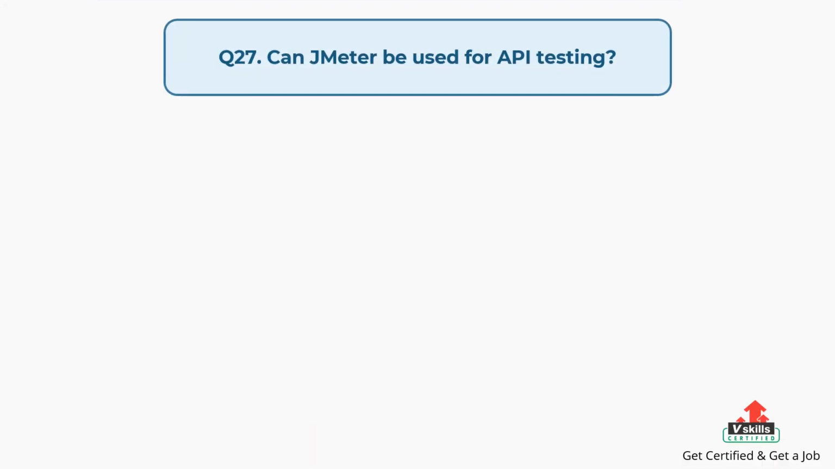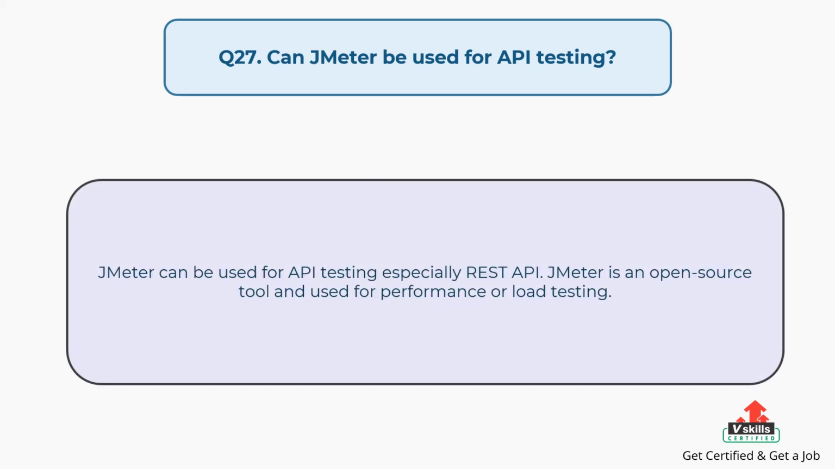Question number 27. Can JMeter be used for API testing? The answer is: JMeter can be used for API testing, especially REST API. JMeter is an open-source tool and used for performance or load testing.